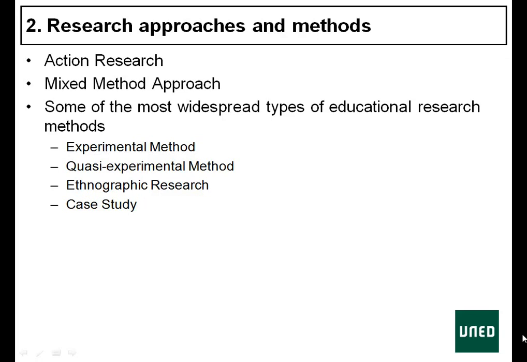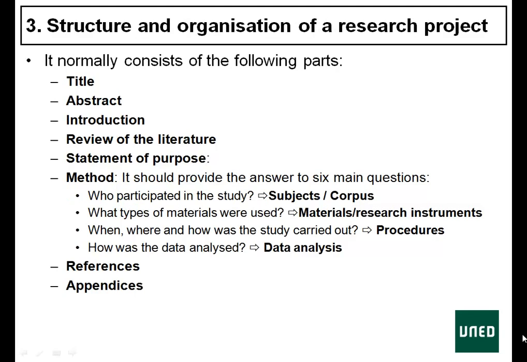Now that we have seen the main research approaches and methods, we are going to look at the structure and organization of a research project. It normally consists of these parts: a title that is stated at the beginning and gives the most important information about the research in a few words. It should avoid repetition, redundancy, and it should attract teachers' attention.